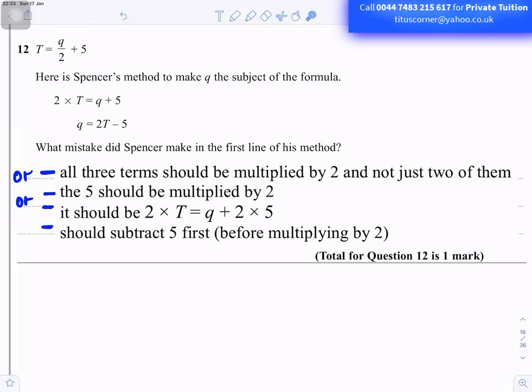And the 5 should be multiplied by 2. That's another way to say it. You should have multiplied the 5 by 2 as well. Or you can say it should be 2 times T equals Q plus 2 times 5. So you can write one or the other and you'll get the mark.